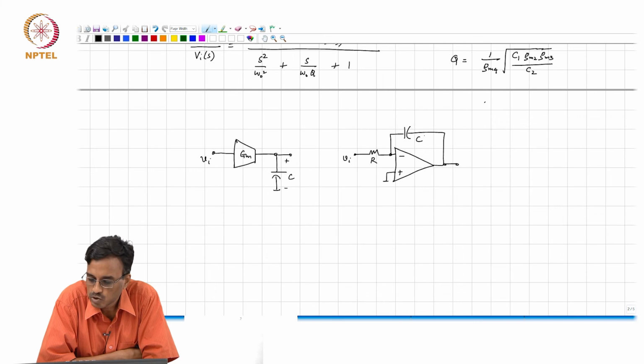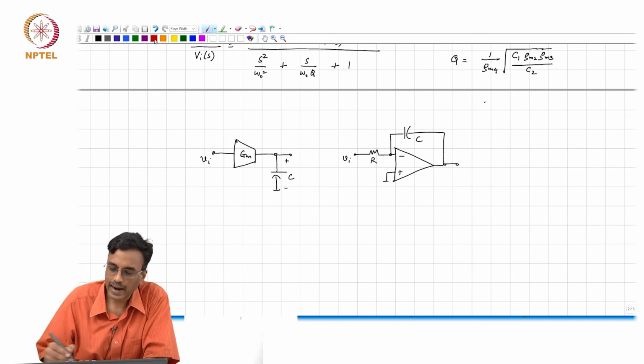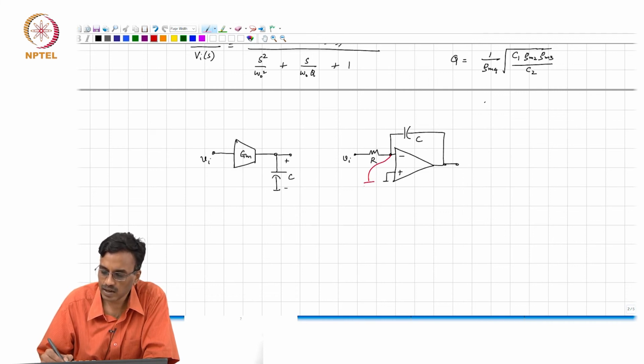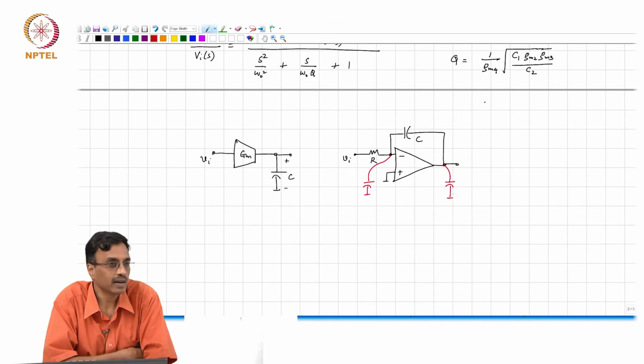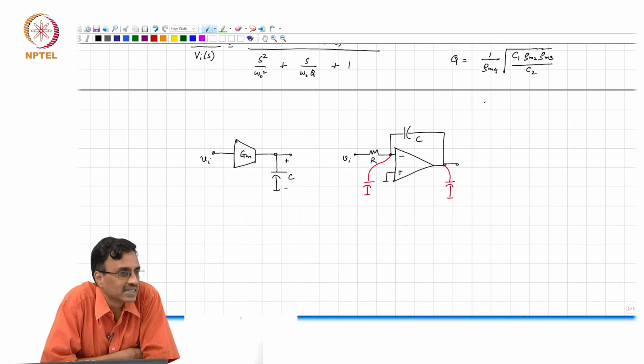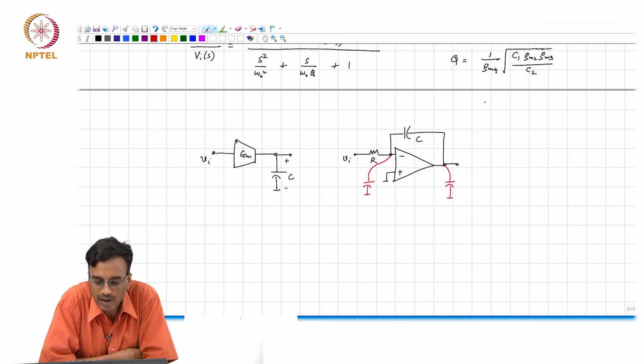Okay. So, remember when we talked about the active RC biquad, we said that the nice thing about the active RC structure is that it is insensitive to parasitics, correct? What comment can we make regarding that now?